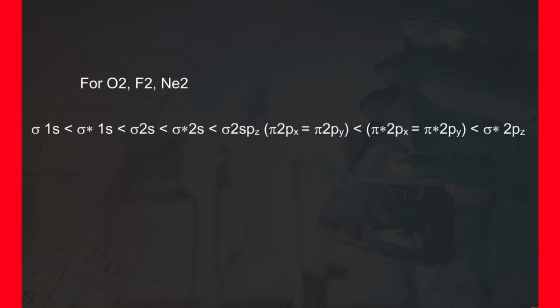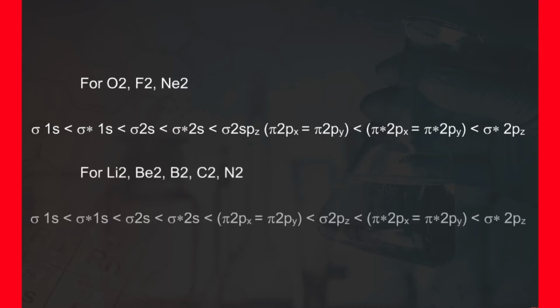The increasing order of energies of various molecular orbitals for homonuclear diatomic molecules is shown. This sequence of energy levels of molecular orbitals is not correct for molecules like lithium, beryllium, boron, carbon and nitrogen. The increasing order of energies of various molecular orbitals for these molecules is shown by the given expression.